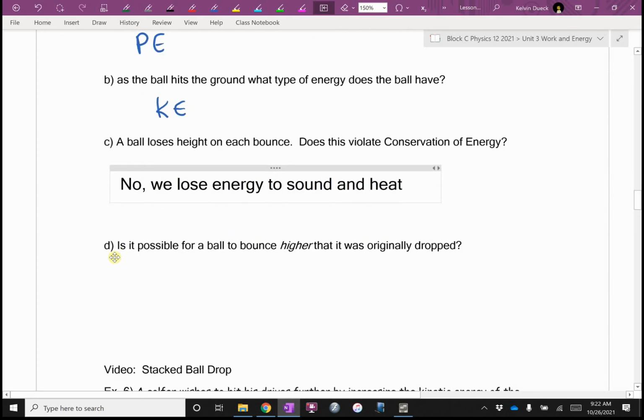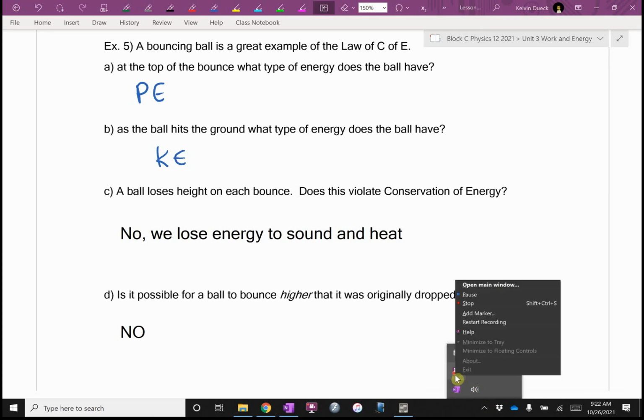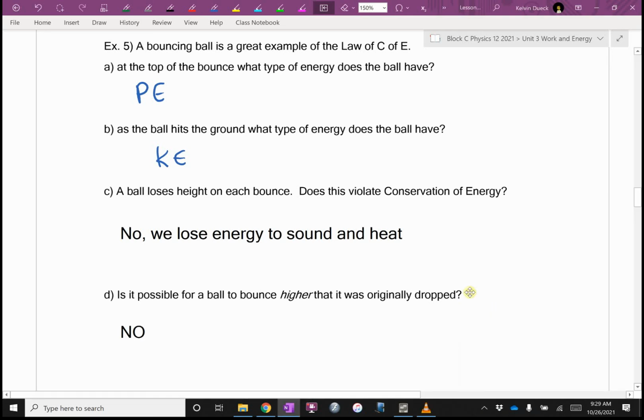Right? Is it possible for a ball to bounce higher than it was originally dropped? Not unless you change the functions of the ball. Throw it. Unless I cheat. So do you understand why I said the answer to D is no unless I cheat? Okay, unless we're clever.